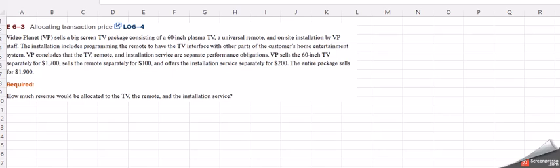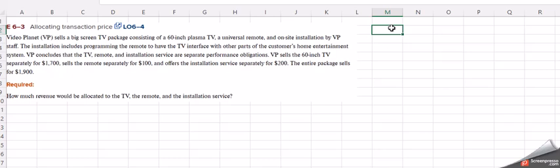I'm going to go over a few exercises out of the revenue chapter, the ones that I think are just a little bit more unique in how we record the revenue. So in this one, Video Planet is selling a TV package. It comes with the TV, a remote, and on-site installation. The installation includes programming the remote and setting it up with their entertainment systems. And they are all three separate performance obligations.